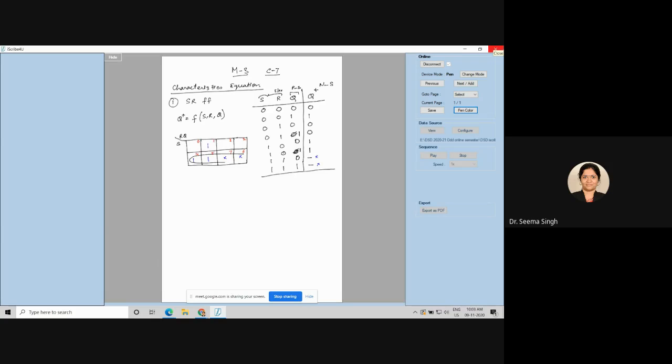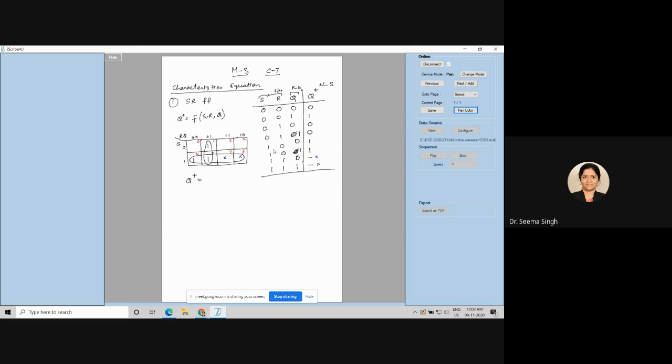One is this, right? And one is this, right? And this is 0, 1. S plus R bar Q. S plus R bar Q. Very good. So your Q plus is this row.